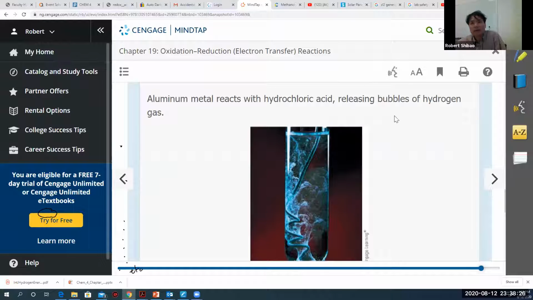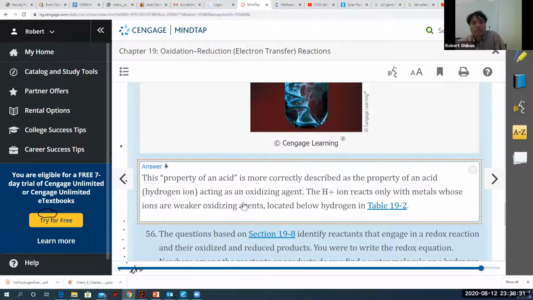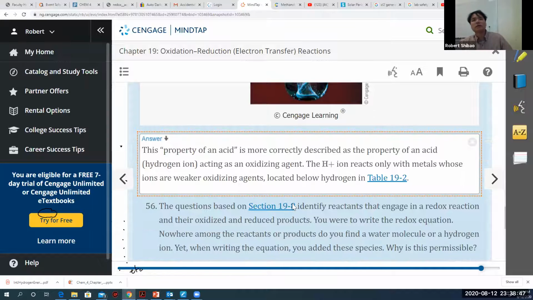Aluminum is an active metal, it reacts with acids. This property of an acid is more correctly described as a property of an acid acting as an oxidizing agent. The H+ ion only reacts with metals whose ions are weaker oxidizing agents. So we need a driving force, is what they're saying.